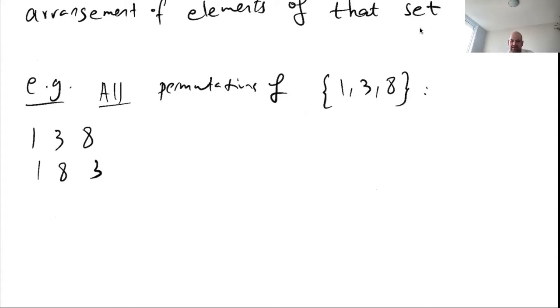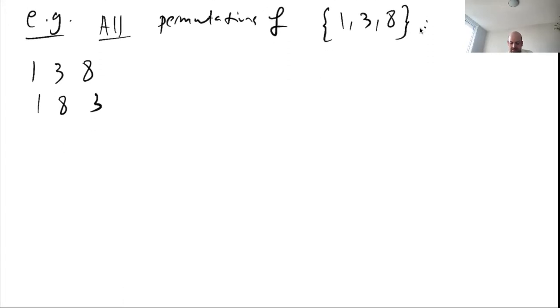See, 1, 3, 8 is a set. When we talk about a set, of course, the order is not important. You can write the elements of a set in any order and the set's still the same. But if you want to talk about permutation, then the order is important. So 1, 3, 8 is not the same as 1, 8, 3 because the order is different. Or 3, 8, 1, 3, 1, 8, 8, 1, 3, and 8, 3, 1.